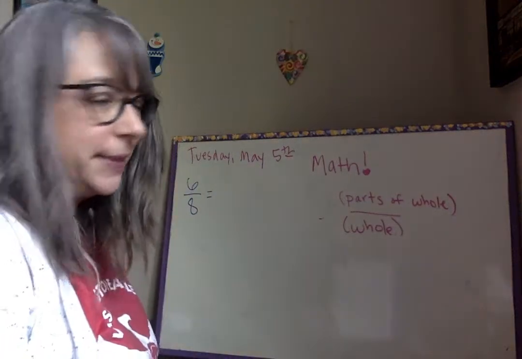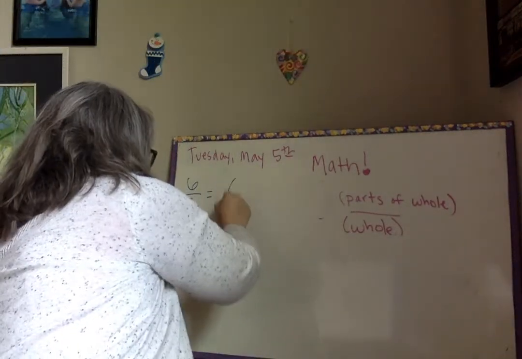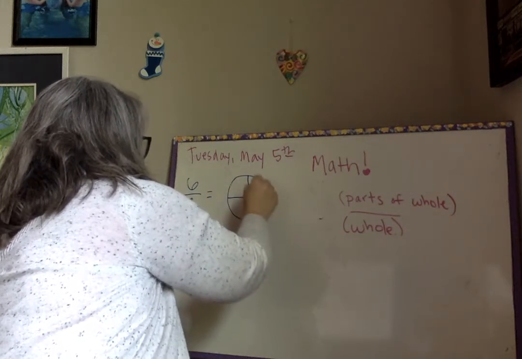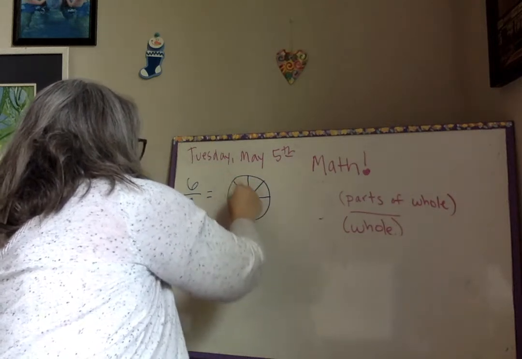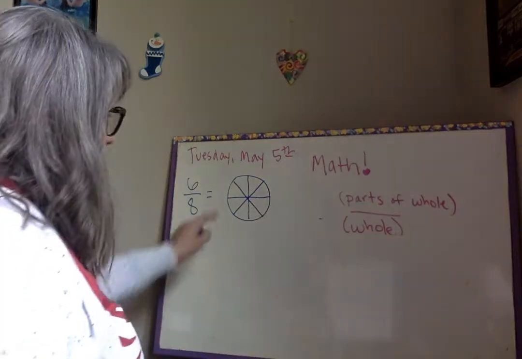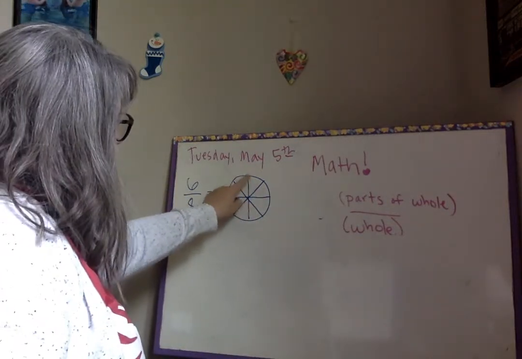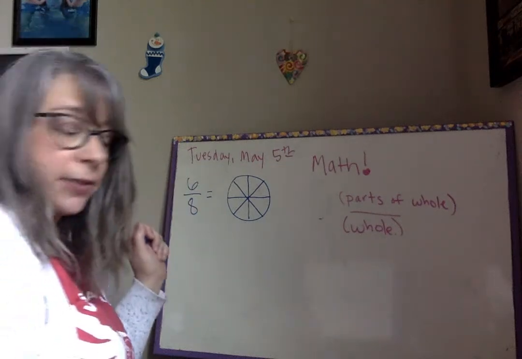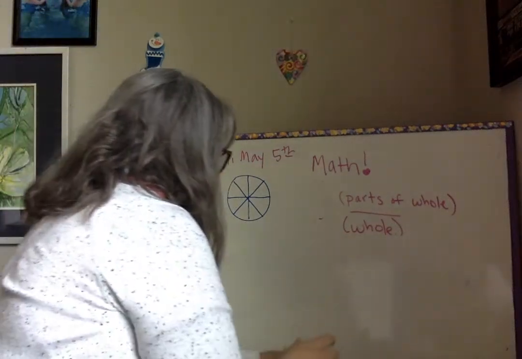Here we go. So in order to draw this out, we've got to have 8 parts. Here are our 8 parts: 1, 2, 3, 4, 5, 6, 7, 8. And we're going to shade in how many? 6. You're right. We're going to shade in 6. I'll use a different color.